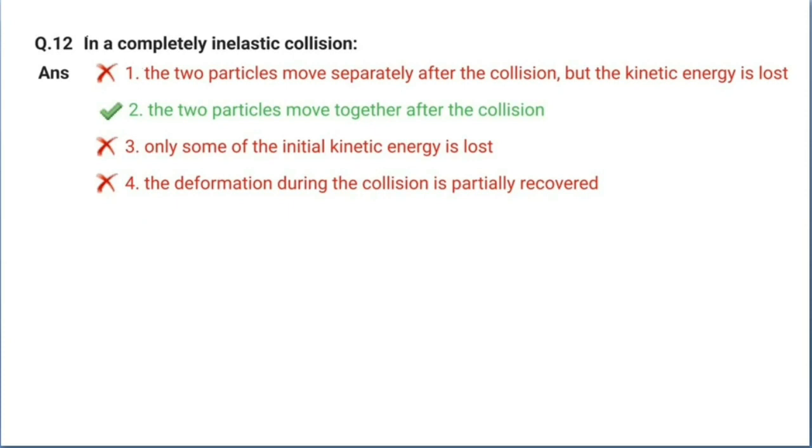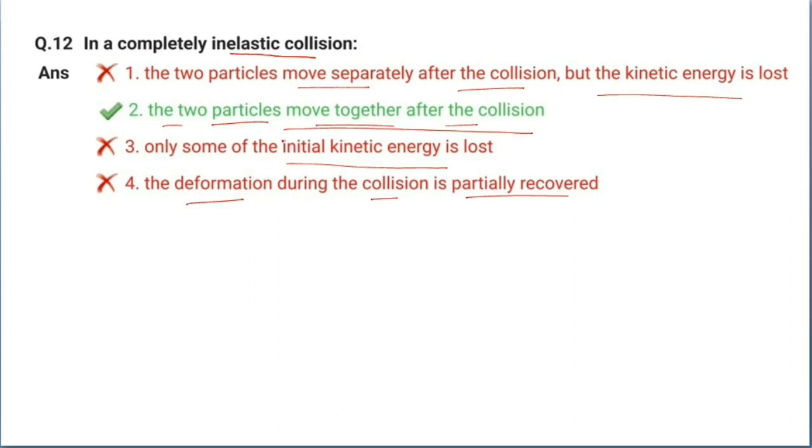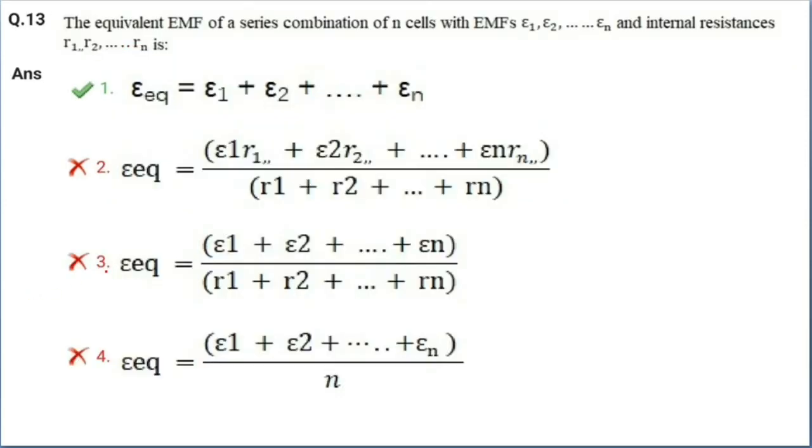Okay, then next question, question number 12. In a completely inelastic collision, what happens? The two particles move separately after the collision, but the kinetic energy is lost. The two particles move together after the collision, only some of the initial energy is lost. The deformation during the collision is partially recovered. In a completely inelastic collision, the two particles stick to each other. That means the two particles move together after the collision. So option number 2 must be correct.